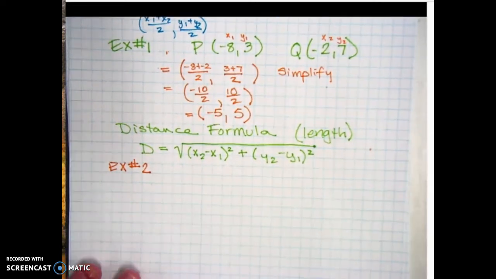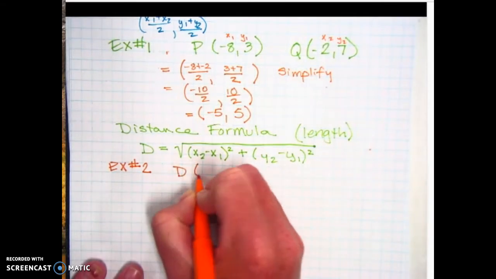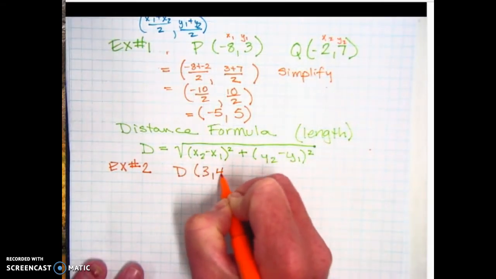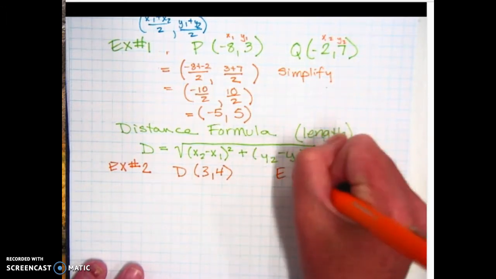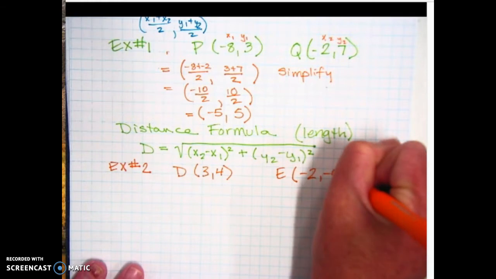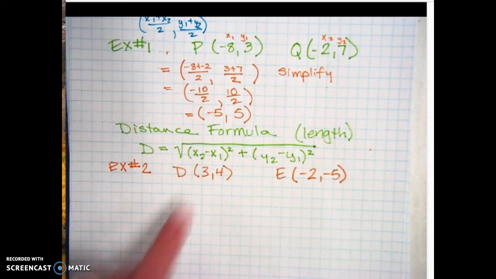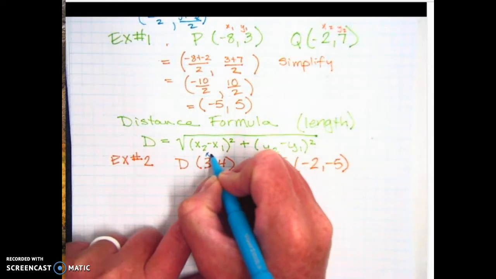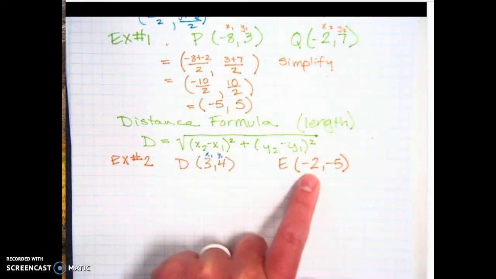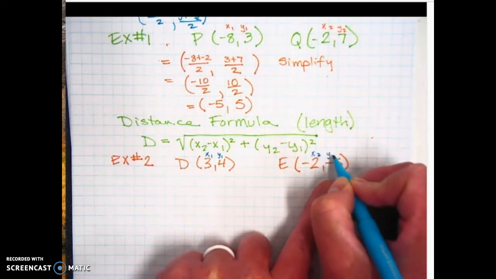Okay. So for example number 2, we're going to use point D, which is at 3, 4. And we're going to use point E, which is at -2, -5. So 3, 4 is your x1 and your y1. And -2, -5 is your x2 and your y2.